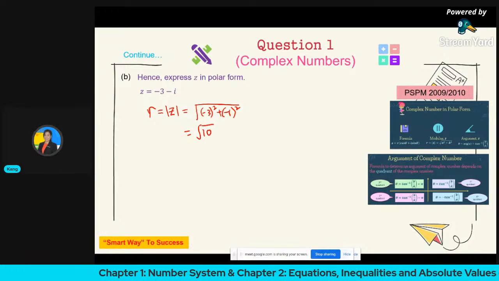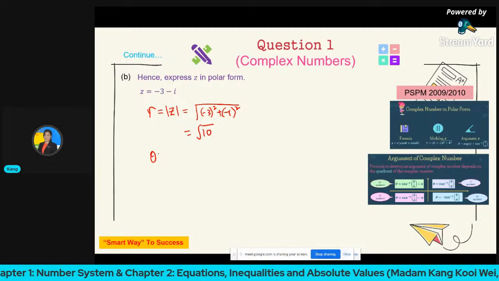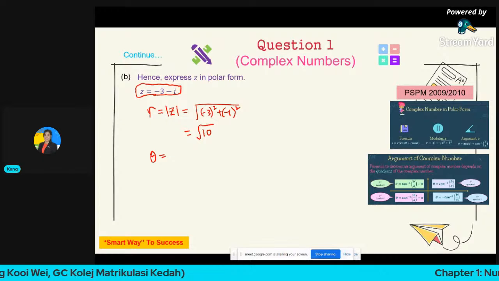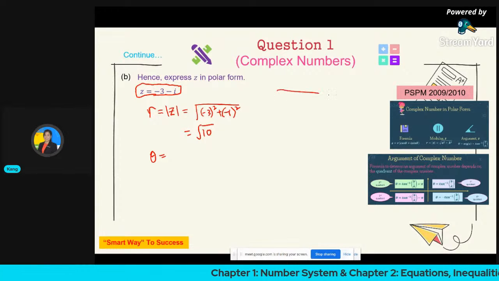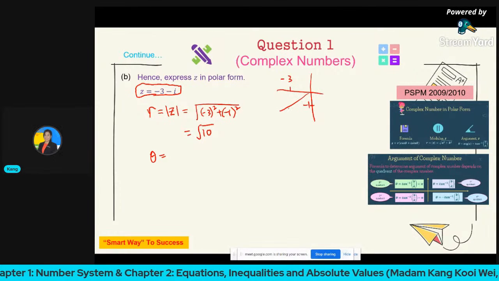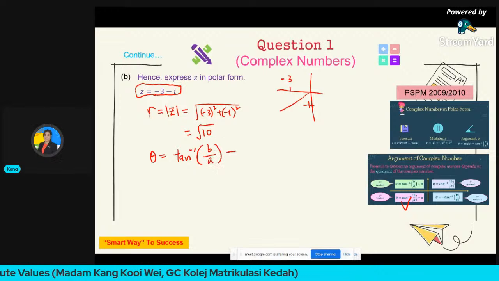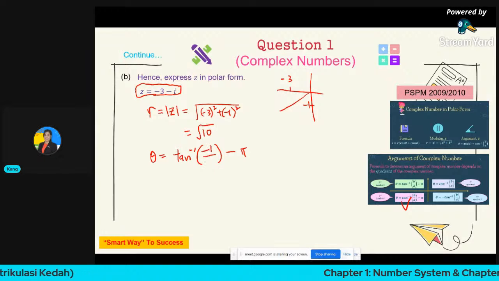Then for the second step, we need to determine the argument z. Ask yourself, this one is in which quadrant? So class, it is in which quadrant? Third quadrant. Yes, correct. Negative 3 is here, negative 1 is here. So it is in the third quadrant. Third quadrant, we apply this formula: arctangent b over a minus pi. Our b is negative 1, a is negative 3.